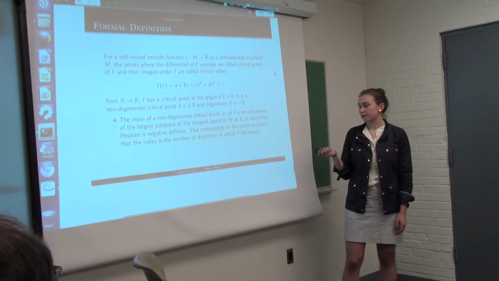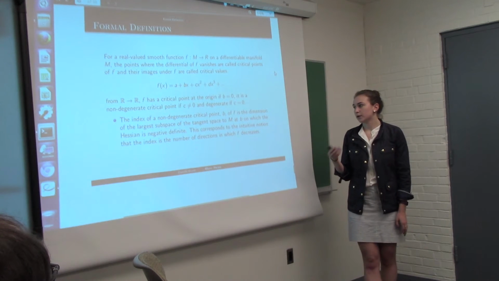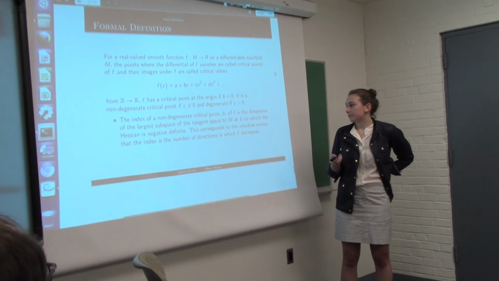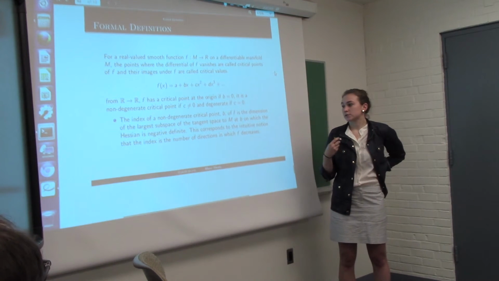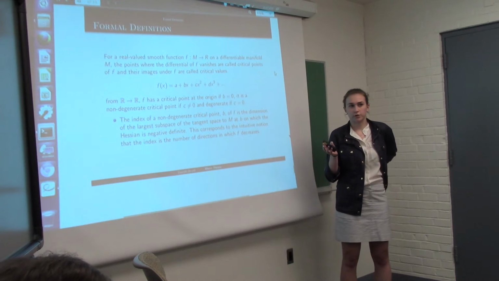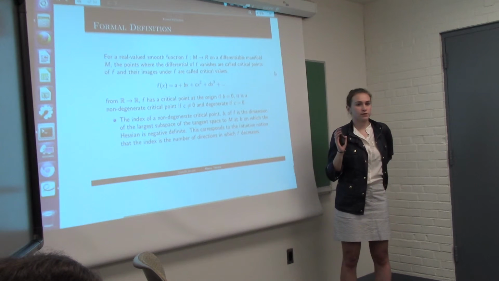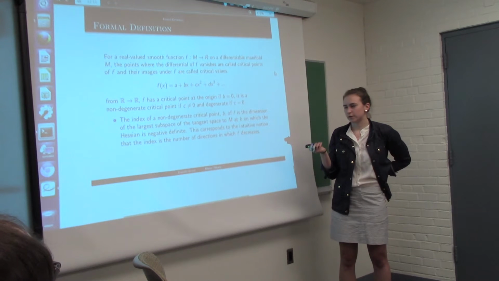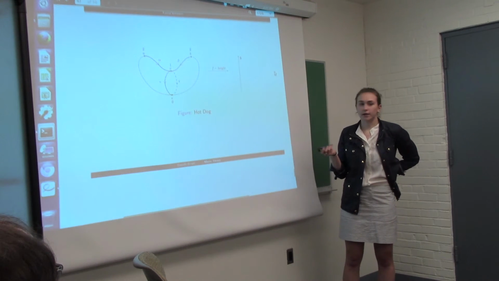And this is just saying that the index of a non-degenerate critical point B of F is the dimension of the largest subspace of the tangent space to M at B on which the Hessian is negative definite. And the Hessian, if you recall, is just a square matrix of the second partial derivatives. So that's the next important part that comes from this.